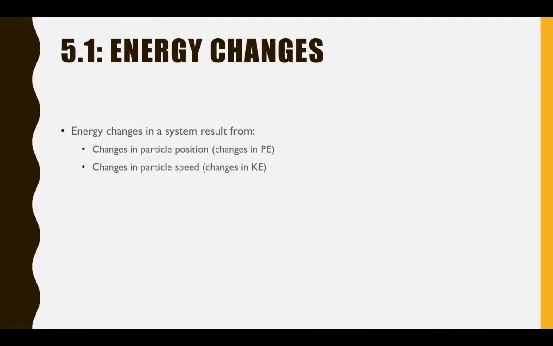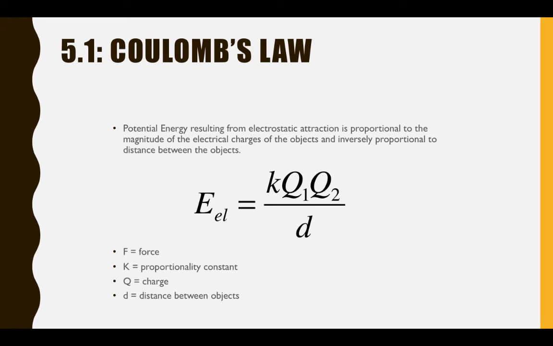So, to summarize, when we have a change in particle position, we have a change in potential energy. When we have a change in particle speed, we have a change in kinetic energy. Now let's look more closely at this change in potential energy. Coulomb's law tells us that the potential energy resulting from the electrostatic attractions between particles is proportional to the magnitude of the electrical charges of the objects and inversely proportional to the distance between the objects.